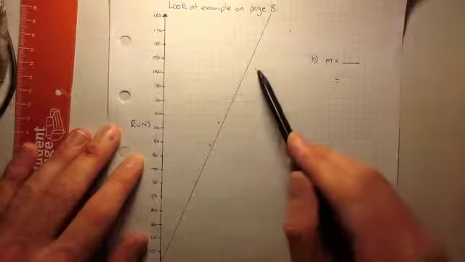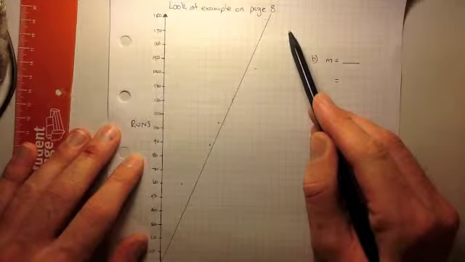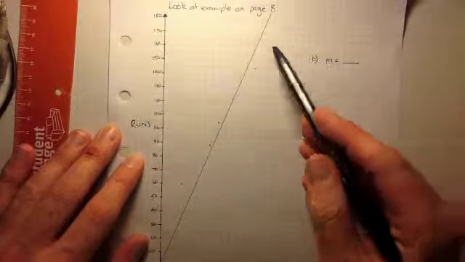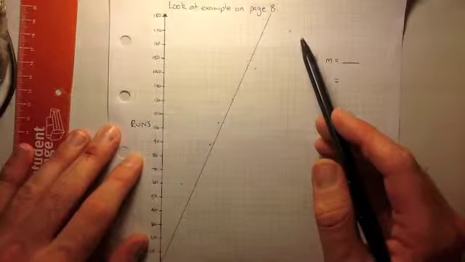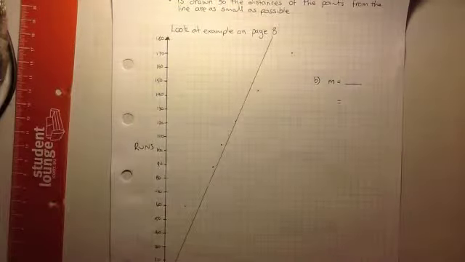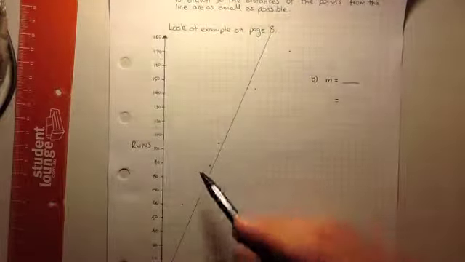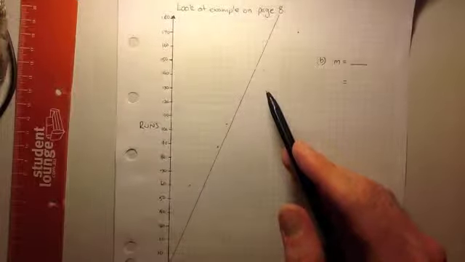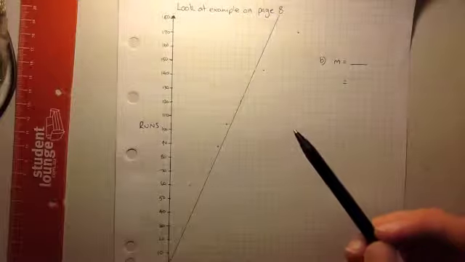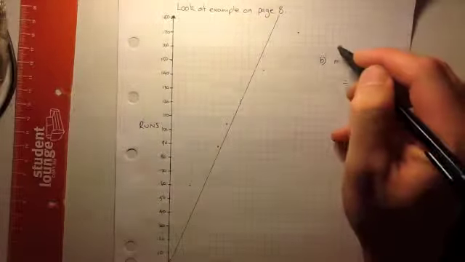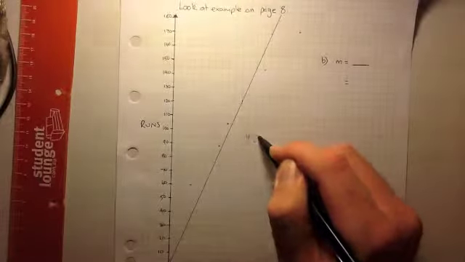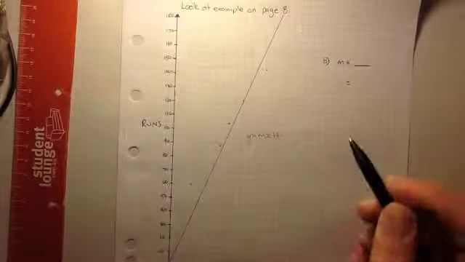Plot the points on your graph, get a see-through ruler, and get as close to as many of the points as you can. Now that we've done that, we'll go through and answer the rest of the questions. Question B asks us to find the equation of this line. First off, from the last video, we know that the equation of a line is in the form of y equals mx plus b.